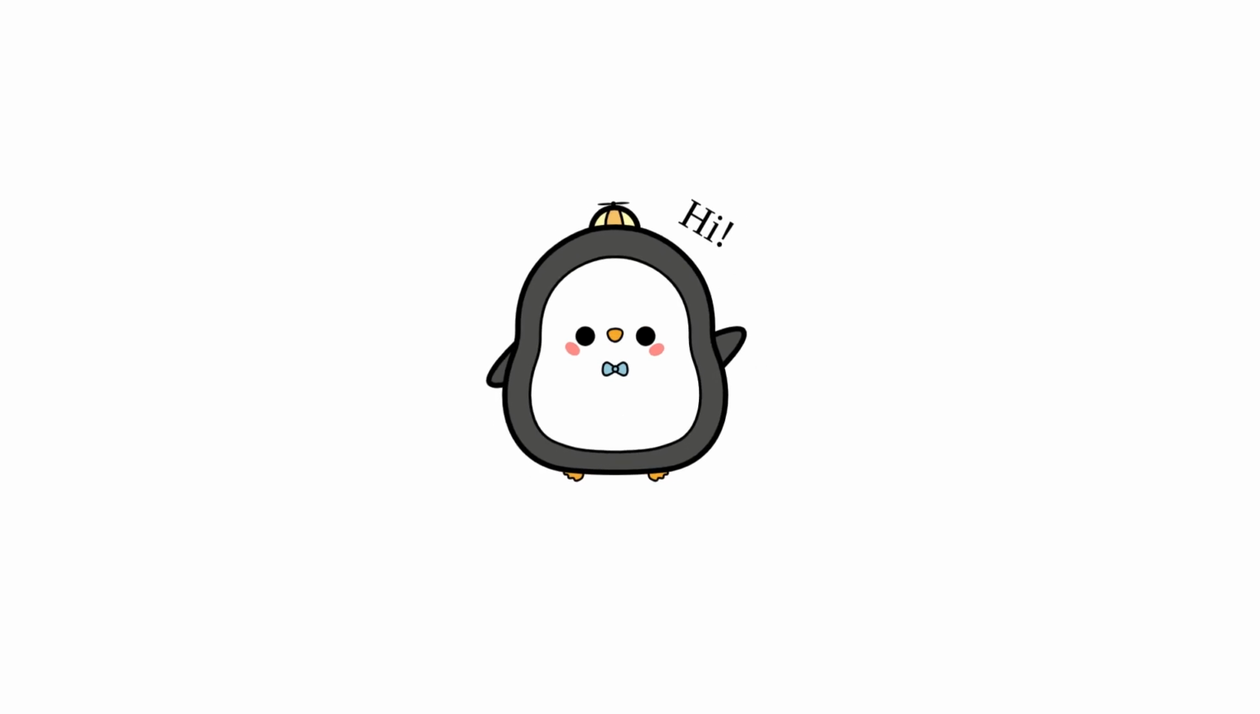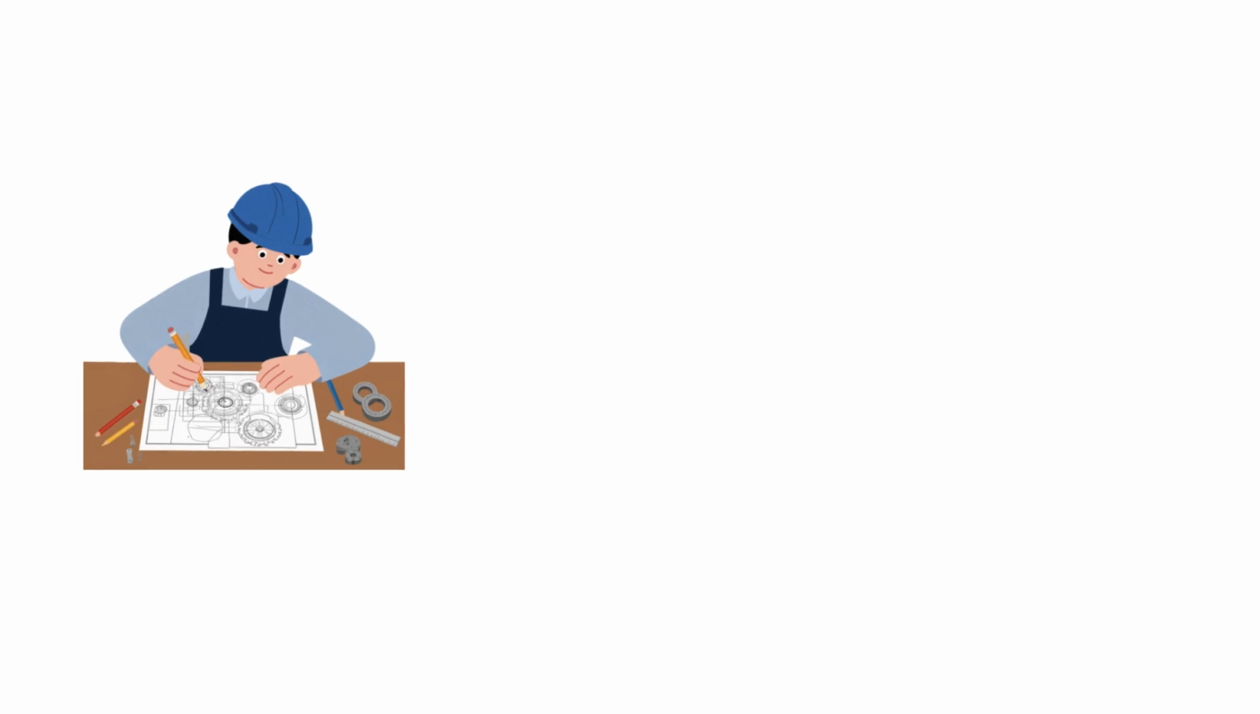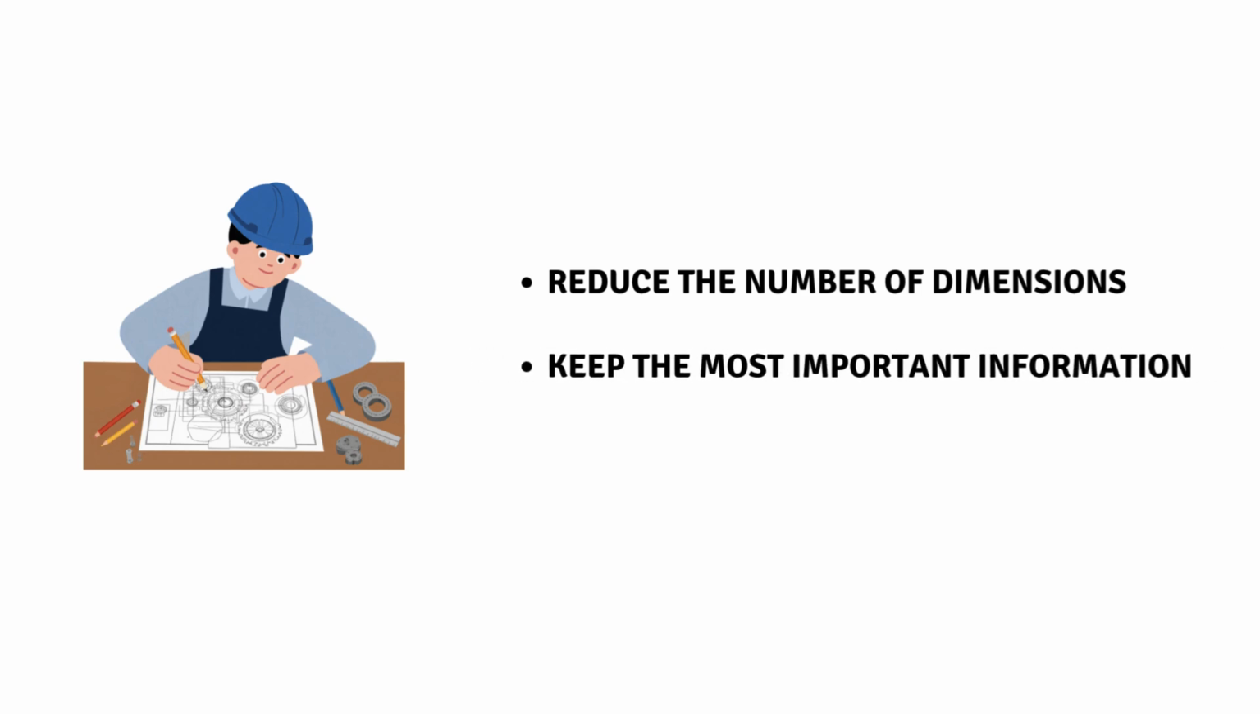Hi everyone! Today, we're diving into one of the most essential techniques in machine learning, principal component analysis, or PCA. Think of it as a powerful data architect that allows us to reduce the number of dimensions in our data, keep the most important information without losing the soul of the dataset, and make data easier to visualize.